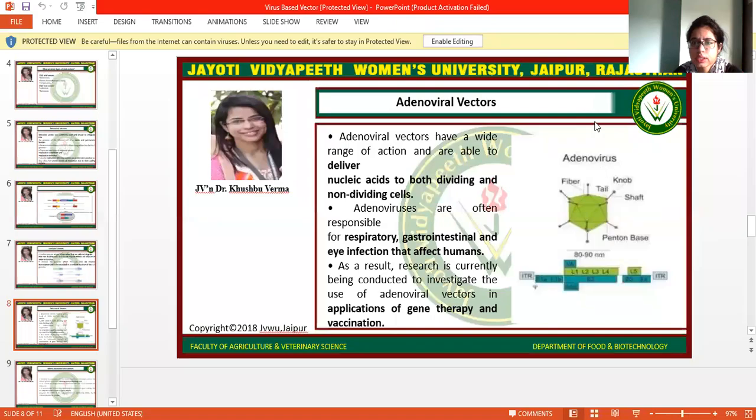Here you can simply see the structure of adenovirus. This is the adenovirus, and this is its basic structure, which has fibers, a knob and tail region, and this is the shaft, and this is the penton base, and the diameter is approximately 80 to 90 nanometers. And this is the genome region, which is ITR and ITR, and this is the L1, L2, L3 and L4 region, and this is the L5 region. So this is the complete basic structure of adenovirus.